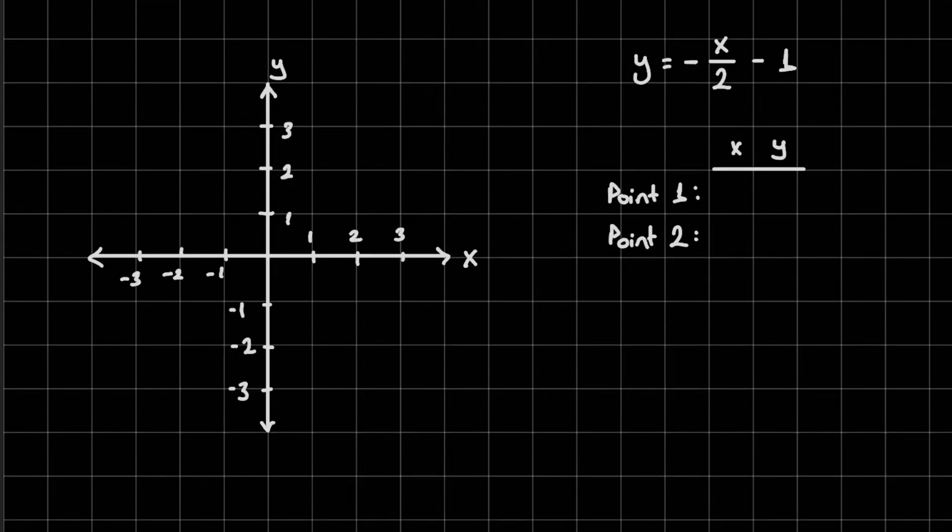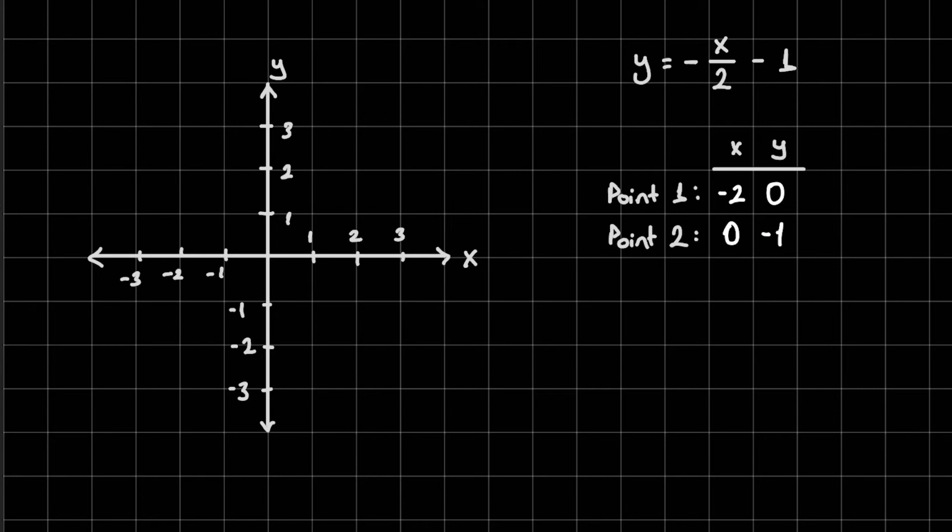Okay, in this example, again, I'm going to show 2 points and then draw a line that passes through them. So let's say that the x value of our first point is minus 2 again. So when x is minus 2, y is 0. So now let's move on to point 2. Let's say that the x value is 0 this time. So when x is 0, y will be minus 1.